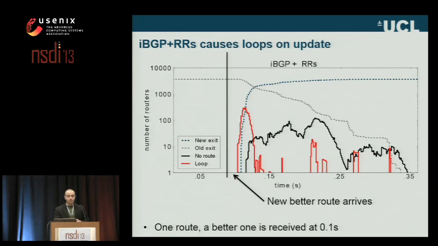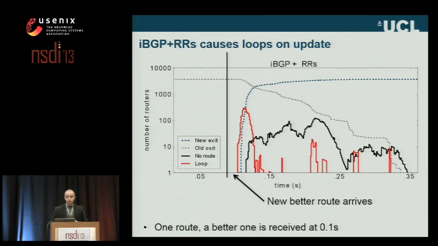At any moment in time, a router can be in one of 4 states. It can be new exit, which means it's using the new route. It can be old exit, which means it's still using the old route. It can be marked as no route, which means that if it were to receive a packet in this instant in time, it would just drop it. And then it can be in the loop state, which means that the packet would loop.